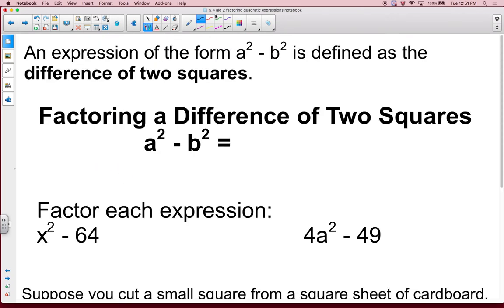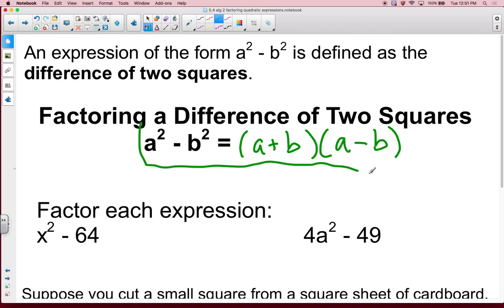Moving on, another form that we need to know is factoring the difference of two squares. If we have a difference, a minus, and these are both perfect squares, it will factor to be a plus b times a minus b. We need to know this. This comes up a lot. This is called the difference of two squares. We have two perfect squares, a plus b times a minus b.